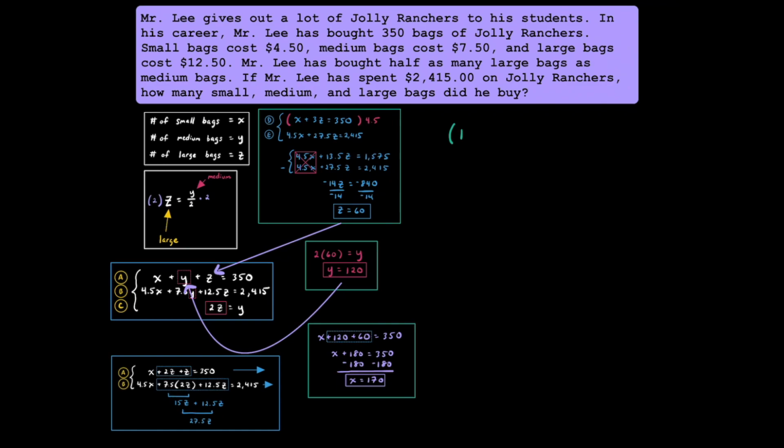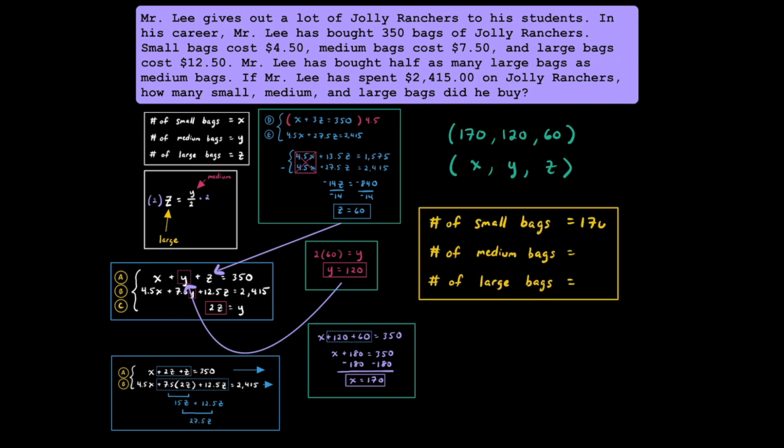The solution to our system is going to be 170, 120, 60. Remember that 170 represents x, 120 represents y, and 60 represents z. In conclusion, we found that there were 170 small bags, 120 medium bags, and 60 large bags. Hopefully Mr. Lee's students enjoyed all those Jolly Ranchers.